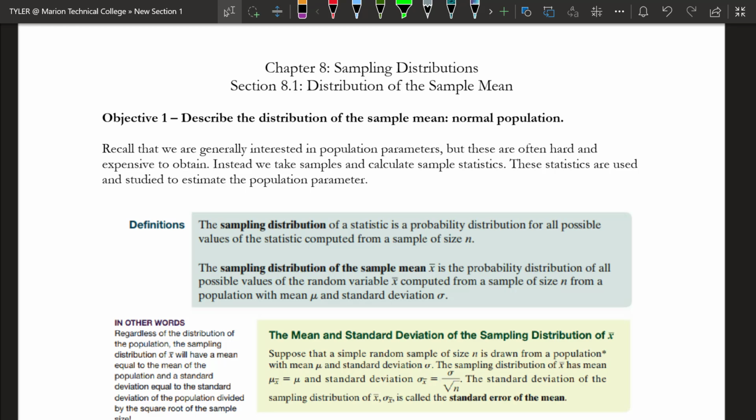Hi class. In this video, we're going to start chapter 8, which is on sampling distributions, and section 8.1 is talking about the distribution of the sample mean, right?